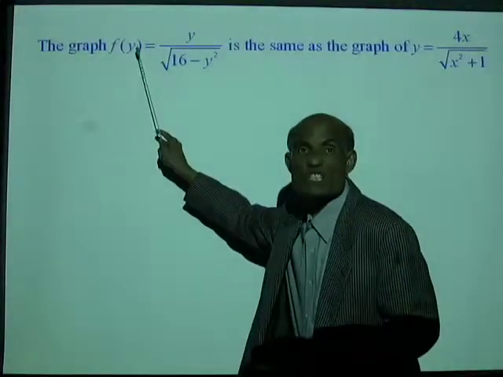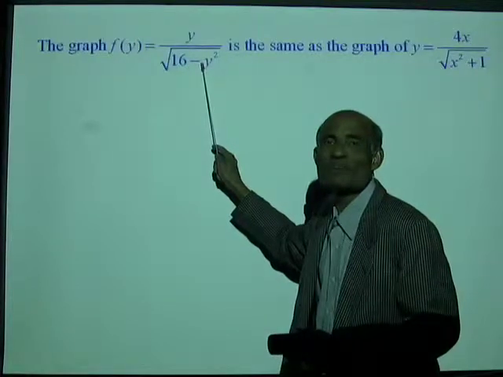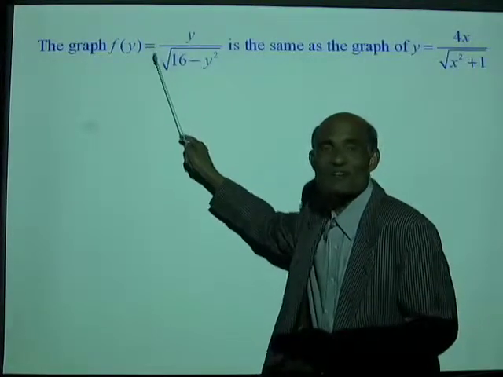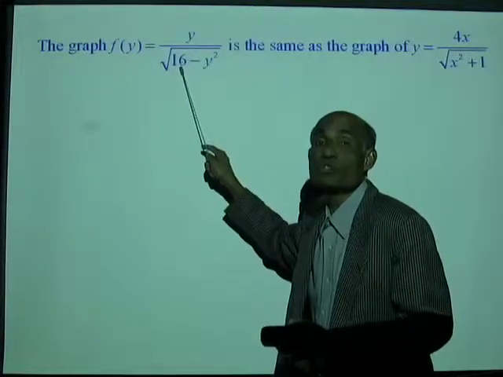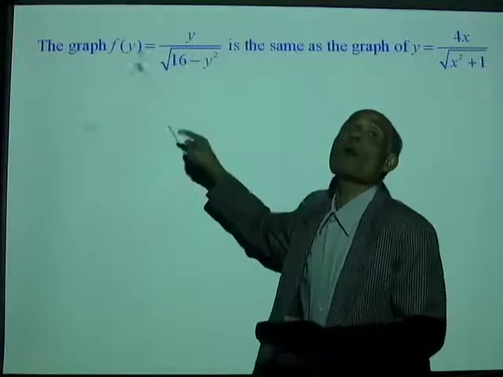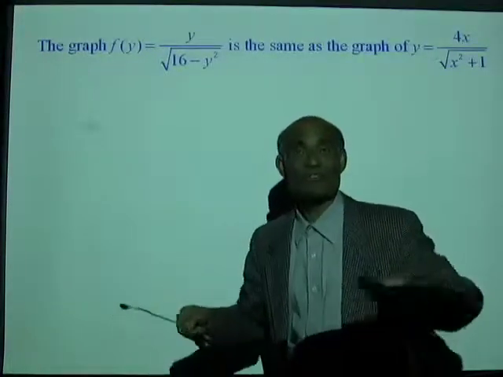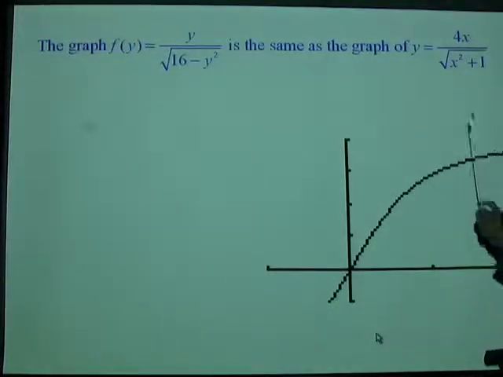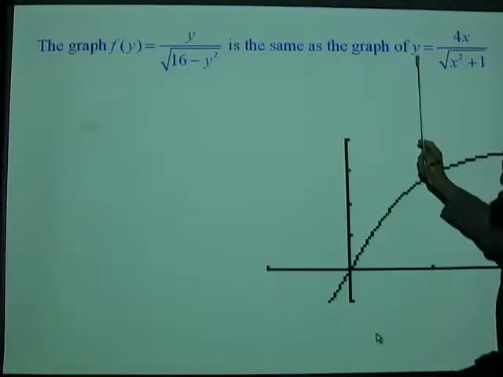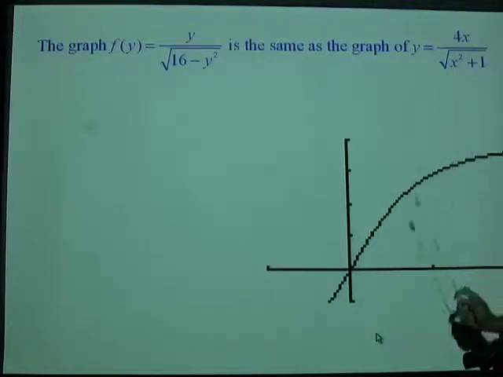Well, this function is x equal to y over square root 16 minus y squared. But the calculator does not draw that graph. So what we did is we solved that for y and expressed the function as a function of x. All right, let's draw the graph now. This is the graph of y equal to 4x over square root x squared plus 1.